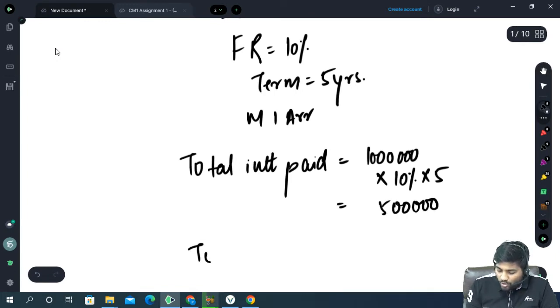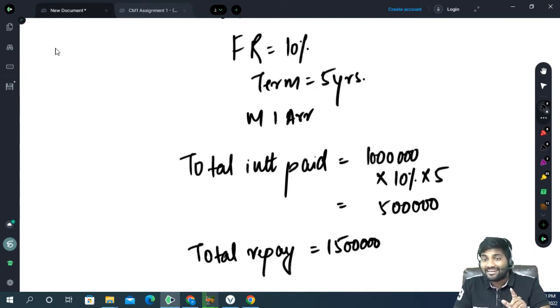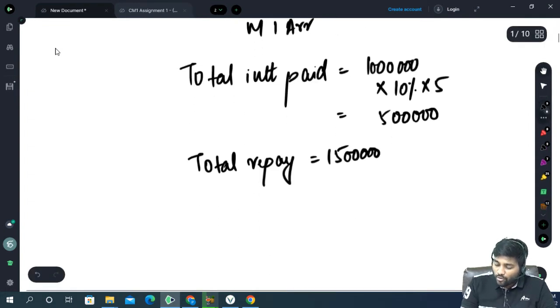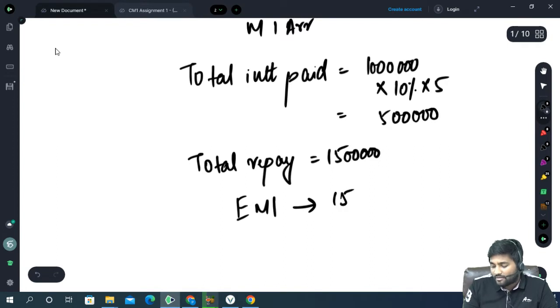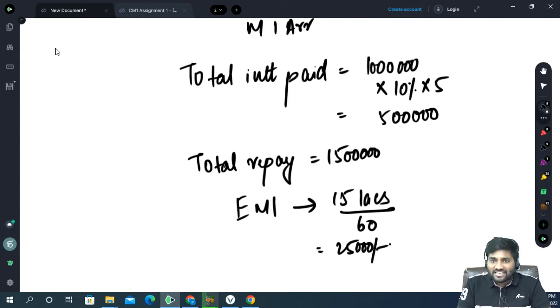So what is the total repayment that we are going to make? 15 lakhs. This is the total repayment in 5 years, means 60 payments. So we know what is our EMI payment. EMI is what? 15 lakhs by 60, which is 25,000 per month. Till now the calculation is clear.